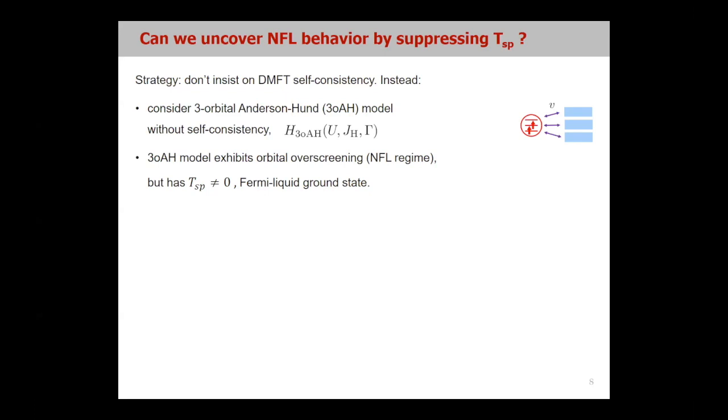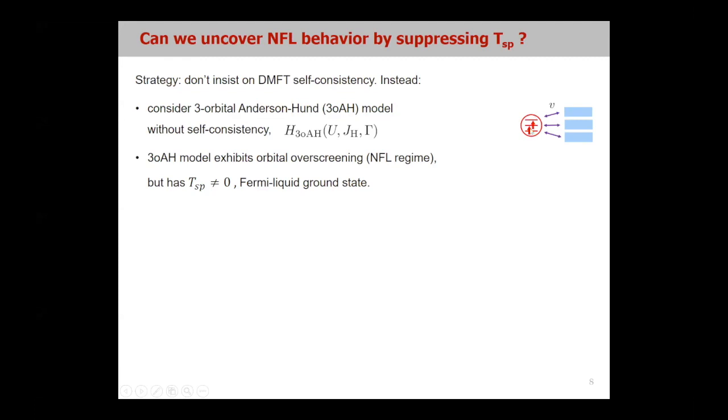Okay, so my slide managed to switch, so let's continue. To try to elucidate this behavior in the spin orbital separation regime, the idea will be as follows. Let's give up on DMFT self-consistency. Instead, let's just consider the 3-orbital Anderson-Hund model, the impurity model that underlies this DMFT calculation, but not solve it self-consistently. So this is my cartoon for that.